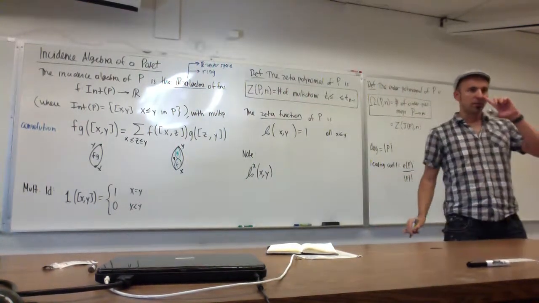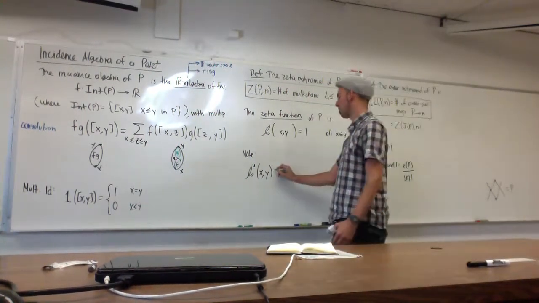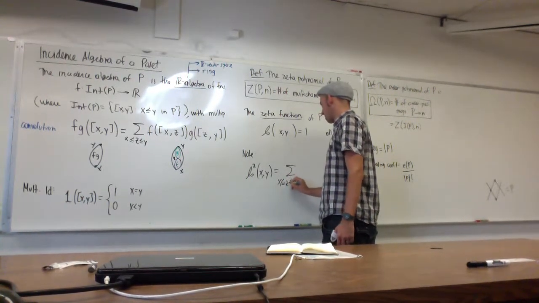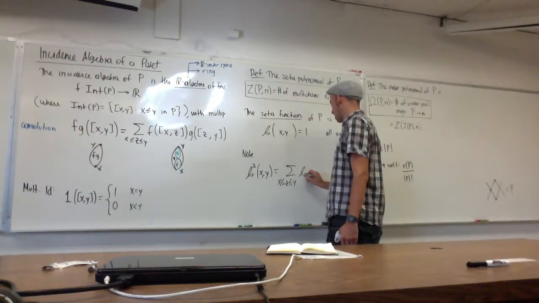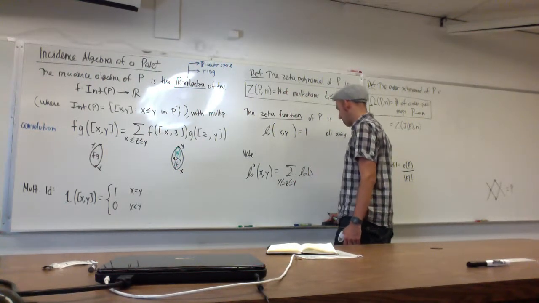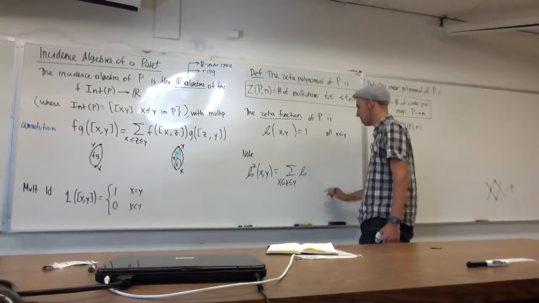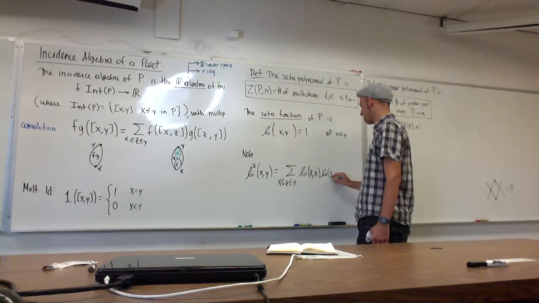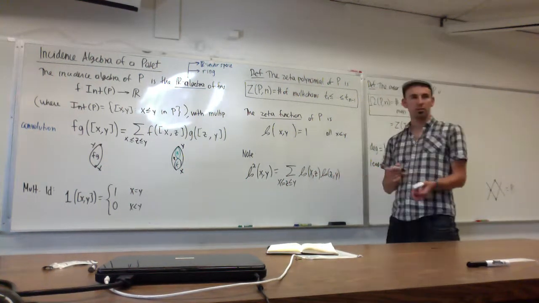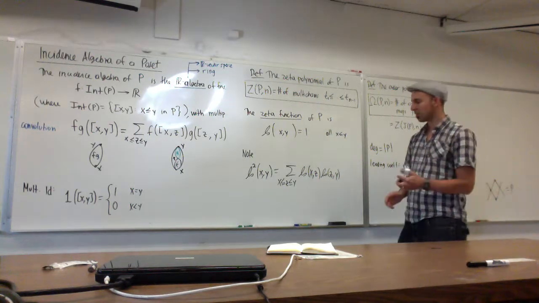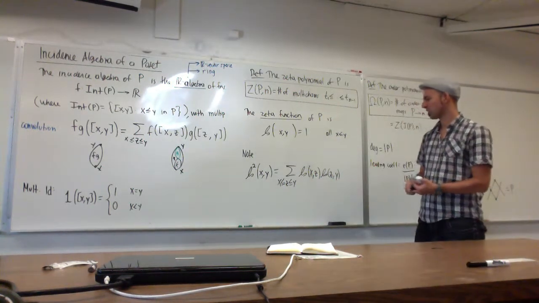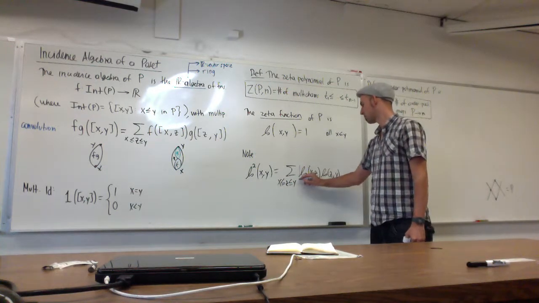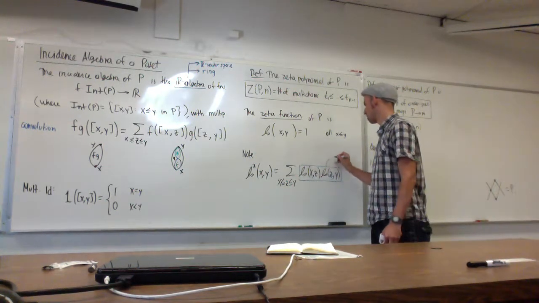So what is zeta squared of xy? Well, by definition, this is the sum over x less than or equal to z less than or equal to y of zeta of xz times zeta of zy. And that looks ugly, but it's very simple actually, because this is always 1. So this is just the number 1.